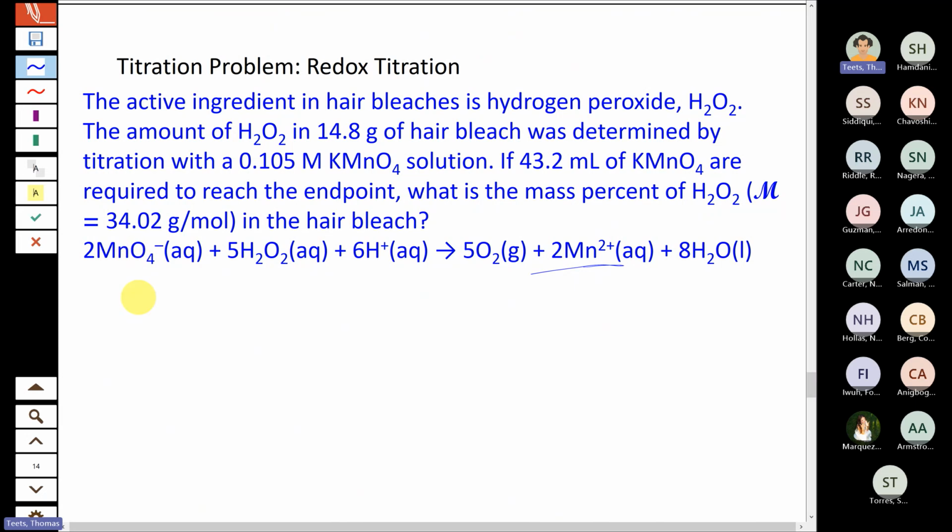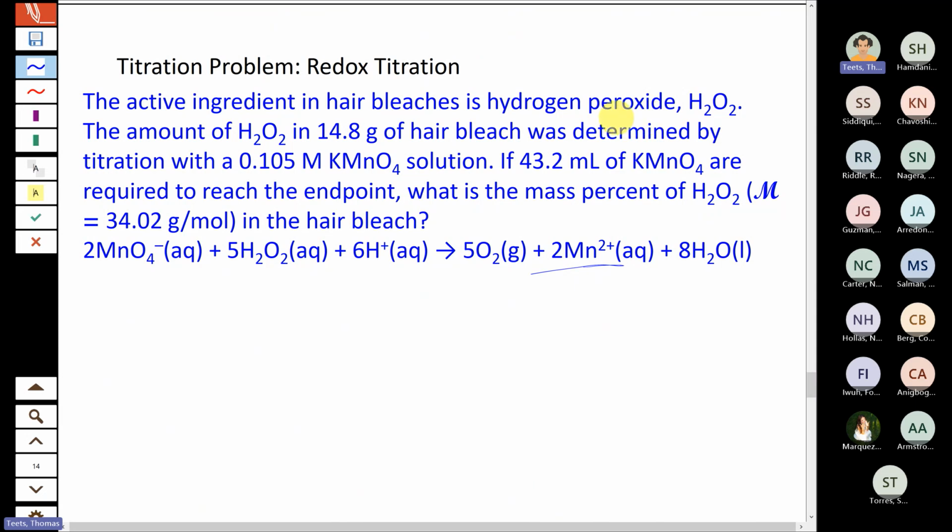But what we're talking about here is figuring out the mass percent of hydrogen peroxide that's present in hair bleach. When I was in high school, frosted tips and bleached hair were pretty popular. I don't think that's true anymore, but people used to bleach their own hair all the time, and the active ingredient in that hair bleach is hydrogen peroxide.